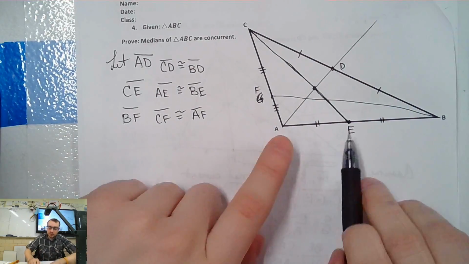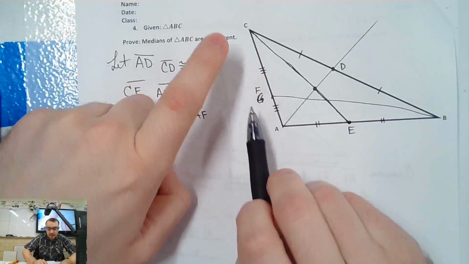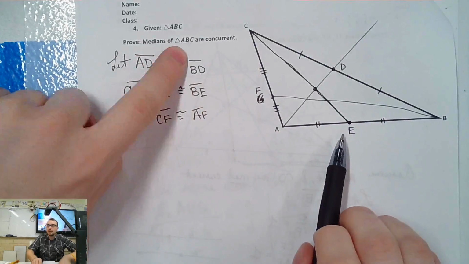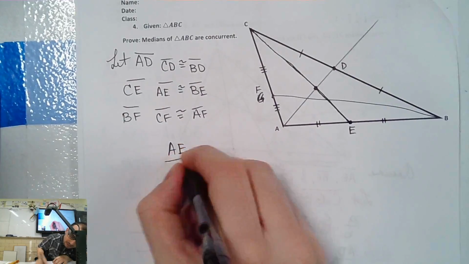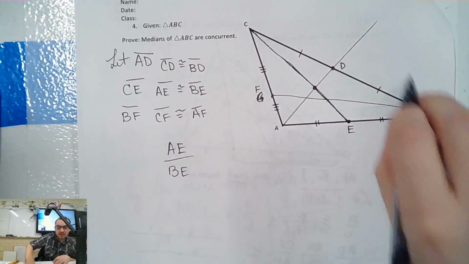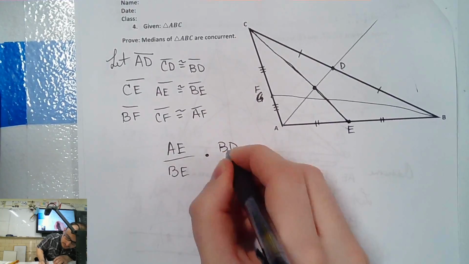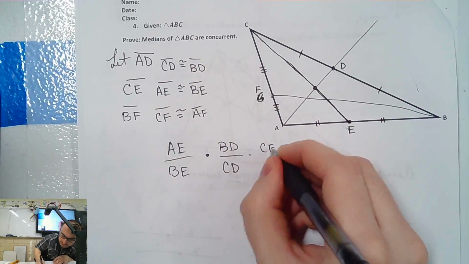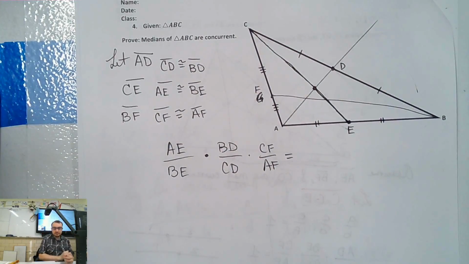So I'm going to prove that AE over BE times BD over CD times CF over AF is all going to equal 1. And I'm ready to do that because I know what these pieces equal now. I've got enough information. This one's one of the easier ones. So I'm going to write AE over BE. Again, I'm just going around the triangle, right? Pick one to start on and go around it. BD over CD times CF over AF. And I'm going to prove that that actually equals 1.